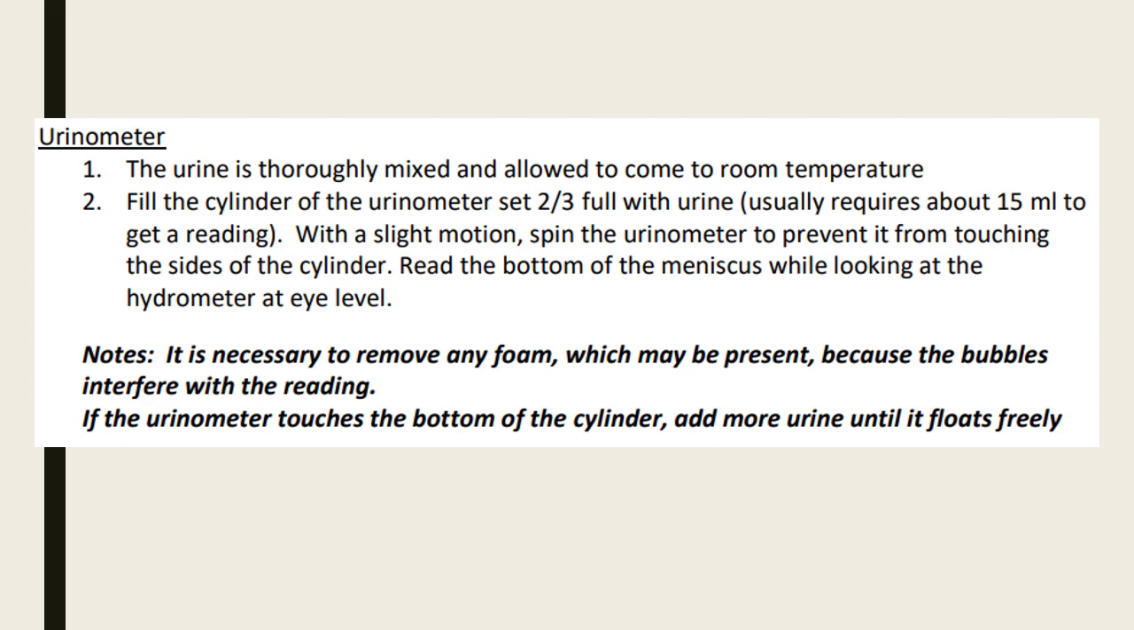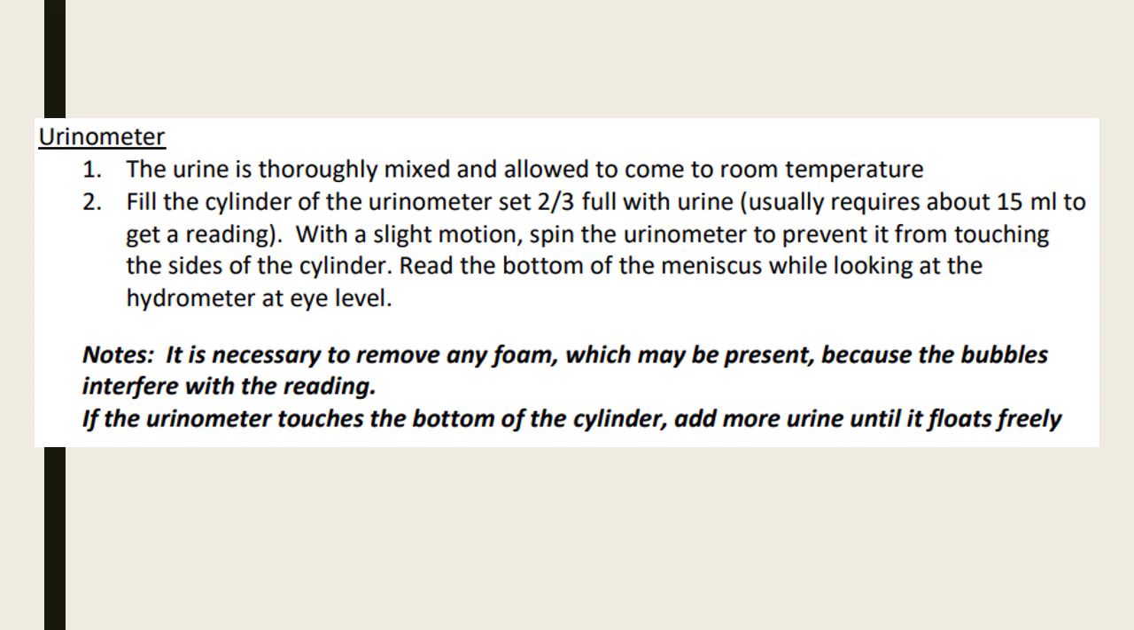Then you fill the cylinder of the urinometer two-thirds full with urine, which is usually 15 ml. With a slight motion, you spin the urinometer to prevent it from touching the sides of the cylinder. Then you read the bottom of the meniscus while looking at the hydrometer at eye level. Care must be taken.